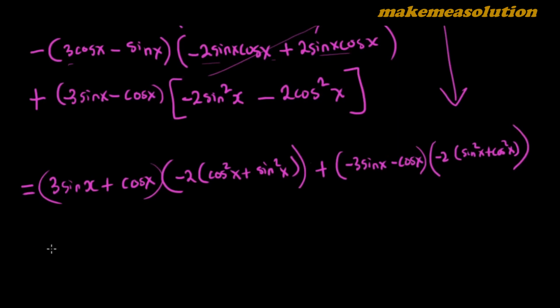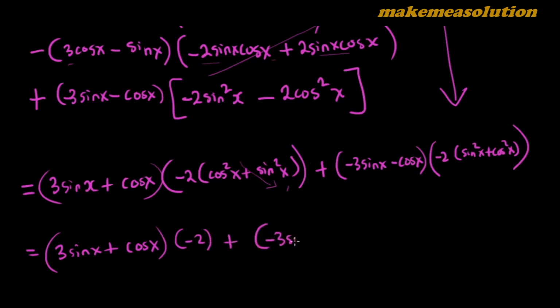So if we solve, we'll have 3 sine x plus cos x, then every cos squared x plus sine squared x gives us 1. Remember the identity. So this dissolves to 1. Minus 2 times 1 is minus 2. And now we have plus minus 3 sine x minus cos x, into this also resolves to 1. So you have minus 2.